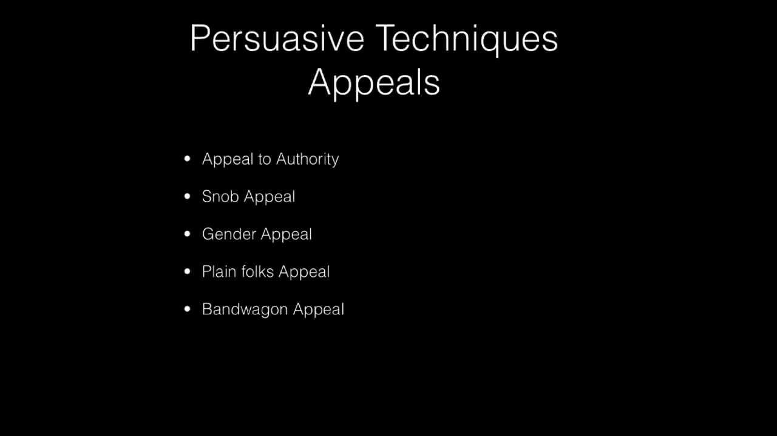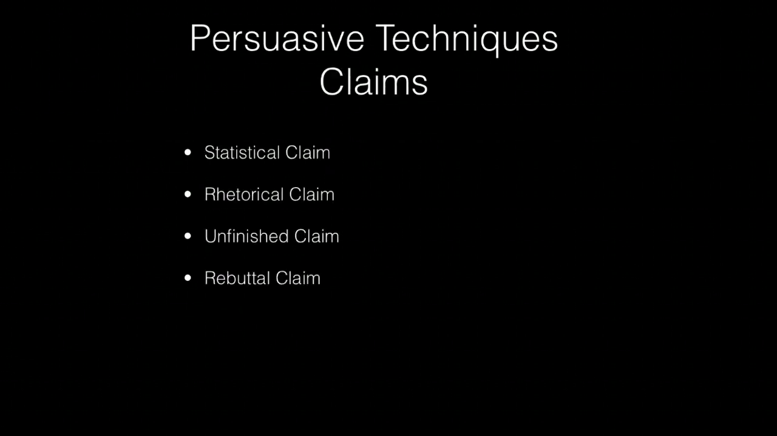So looking at these kinds of persuasive techniques, there's really two kinds that I highlight: appeals and claims. And we're going to go over some of those today. You have your appeal to authority, basically your snob appeal, gender appeal, plain folks appeal, and bandwagon appeal. I'm not going to go in-depth in defining these because I want to look at how we can support them. In terms of claims, you have your normal statistical claims, rhetorical claims, the unfinished claims, and rebuttal claims.